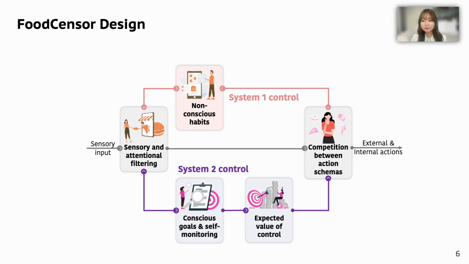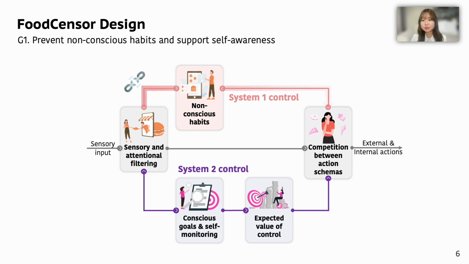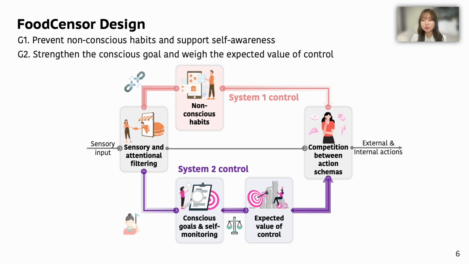Following this narrative of digital food content consumption within the framework of dual systems theory, the intervention's design goals to help individuals break free from the addictive and habitual viewing of digital food content are: first, prevent non-conscious habitual digital food content watching and support self-awareness of this habitual behavior. Second, strengthen the conscious goal, consuming digital food content mindfully in this case, and weigh the expected value of control over their consumption habit.